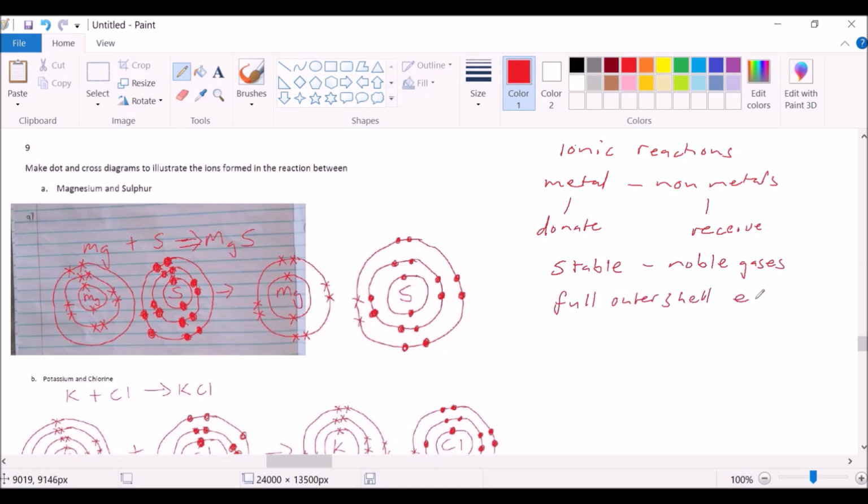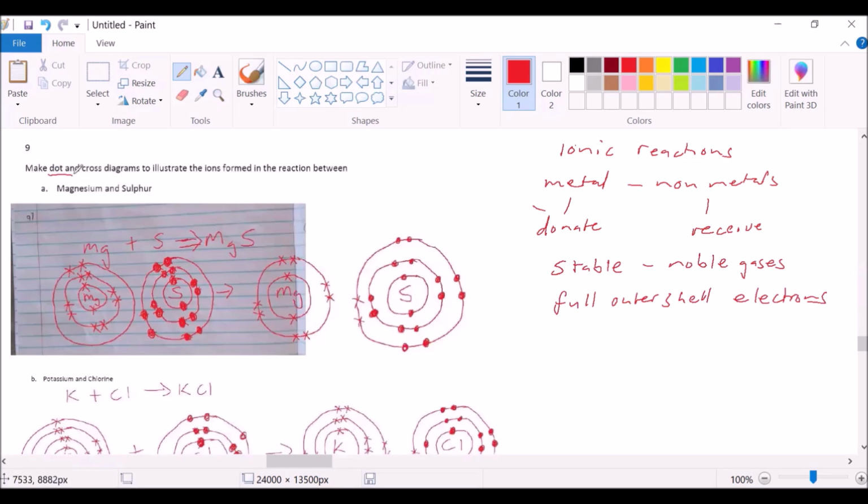shell electrons. Because metals have fewer outer shell electrons, they lose them to non-metals, which have more outer shell electrons, but they are not stable. So metals will lose the outer shell electrons or the valency electrons so that the remaining shell is full. And non-metals gain electrons so that they fill up their outer shell.